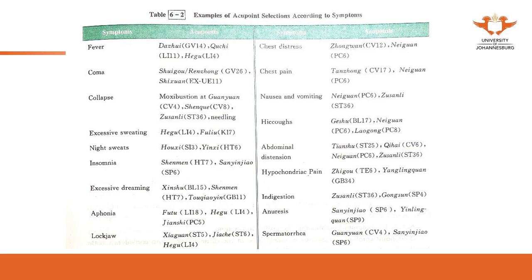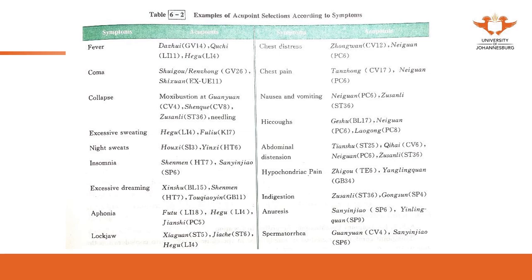Pericardium 6 is also very important for stroke. Chest pain, Tanzhong, CV17. This is the local point on the chest, also the point where qi gathers. So CV17. Abdominal problems, Tianshu, stomach 25, CV6, local points. Abdominal tension, Zusanli.